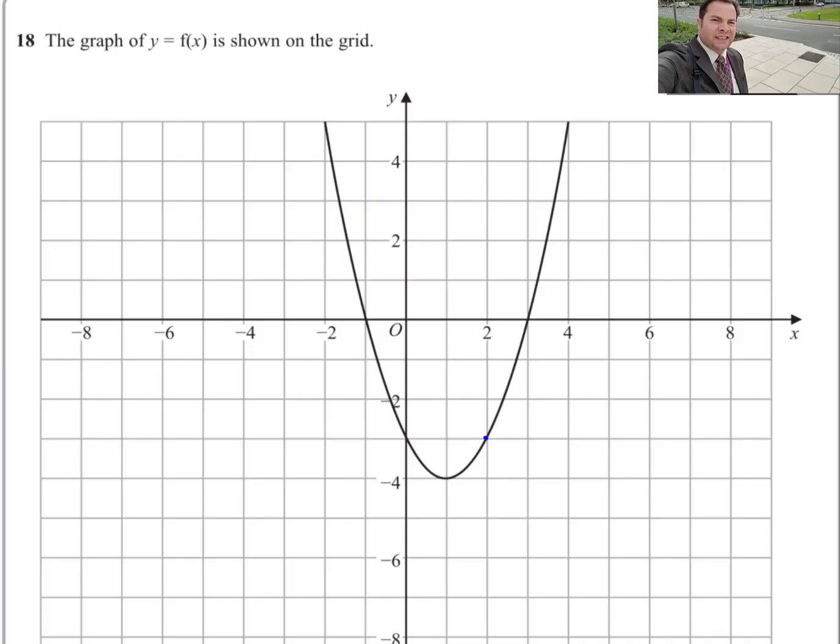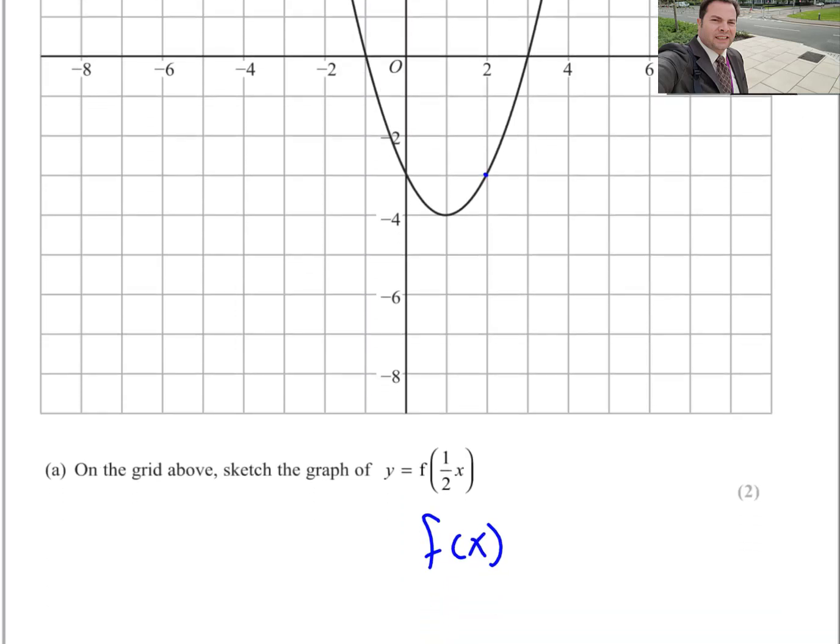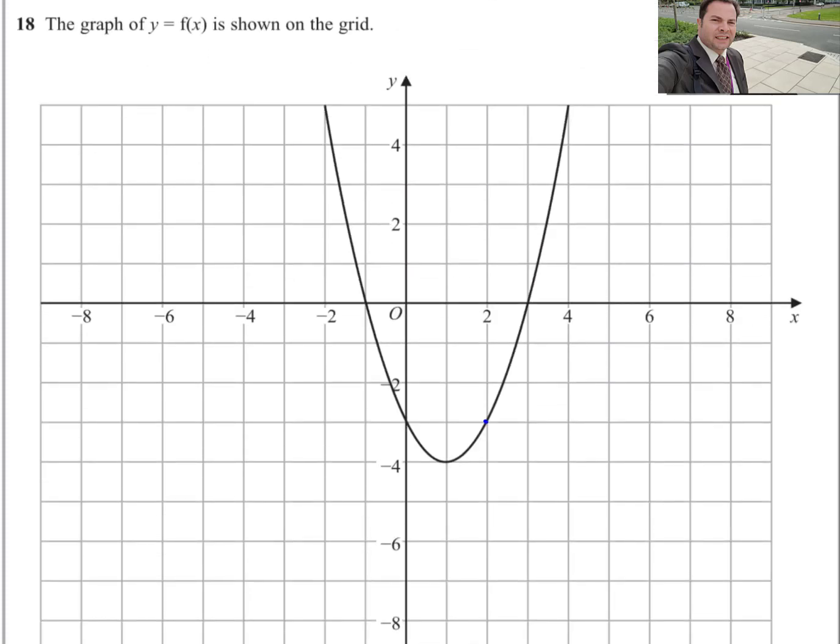Question number 18. The graph of y equals f of x is shown on the grid. It's a quadratic function. On the grid above, sketch the graph of y equals f of half x. This transformation is a stretch. This is a stretch with scale factor, if it is written as multiply by half x, this means multiply the x coordinates by 2, the reciprocal of half. So for each point I will multiply the x coordinates by 2.